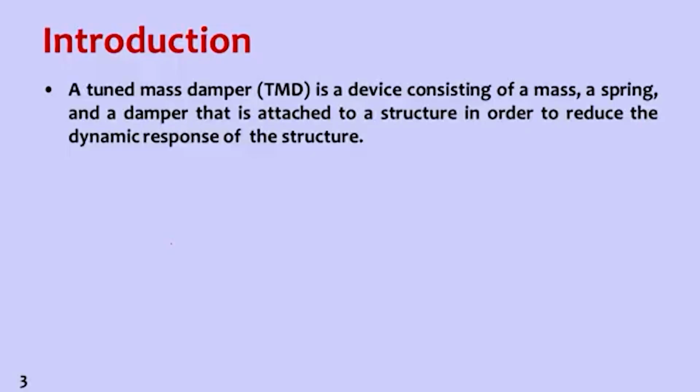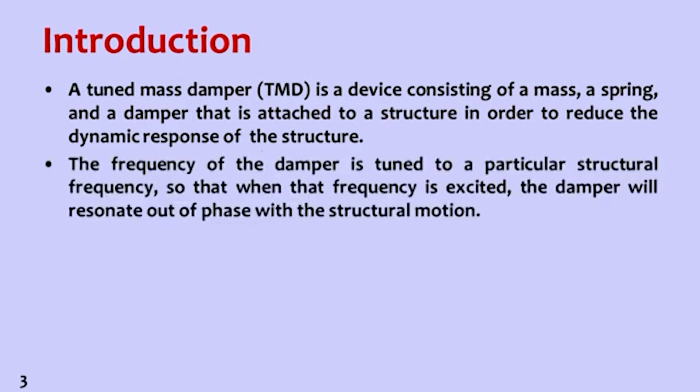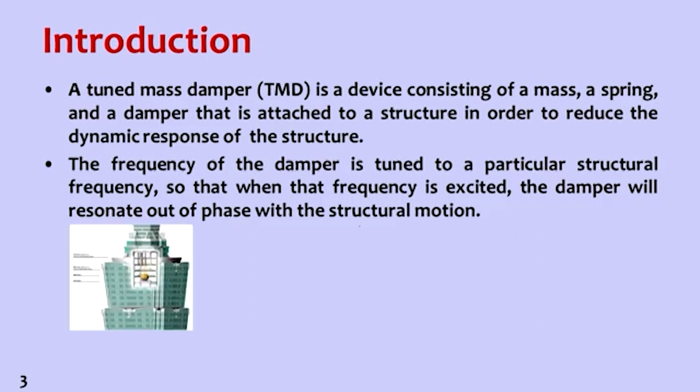A tuned mass damper, or popularly called TMD, is a device consisting of a mass, a spring and a damper that is attached to a structure in order to reduce the dynamic response of the structure. The frequency of the damper is tuned to a particular structural frequency, so that when that frequency is excited, the damper will resonate out of phase with the structural motion.